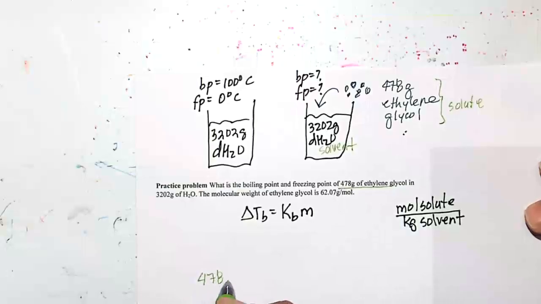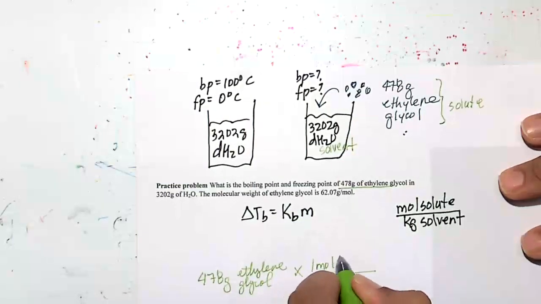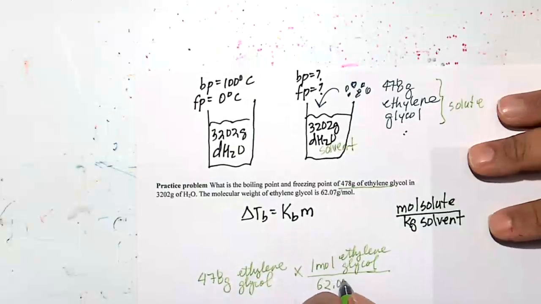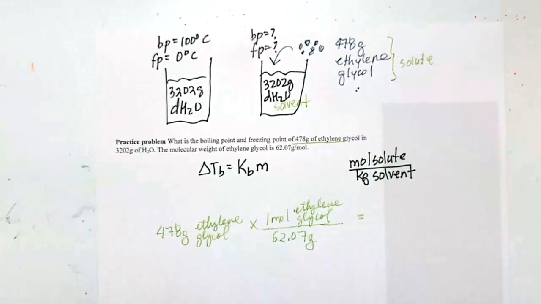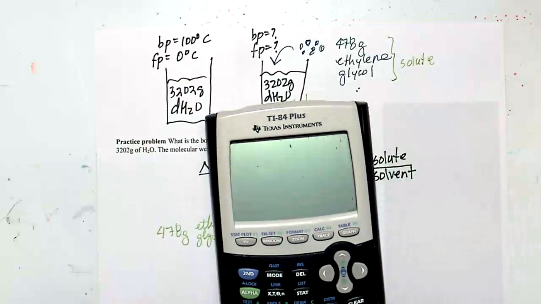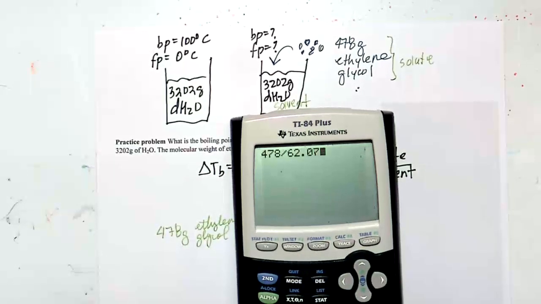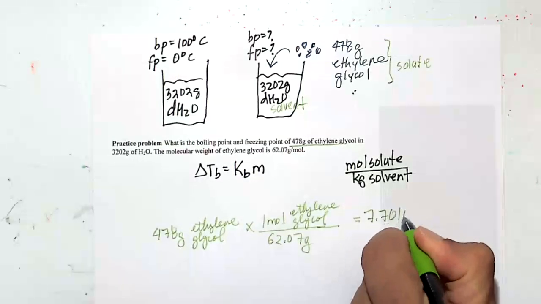So we'll take our 478 grams of ethylene glycol times 1 mole of ethylene glycol is about 62.07 grams. So what's 478 divided by 62.07? About 7.701 moles. Is that what you guys are getting? So 7.701 moles of ethylene glycol.